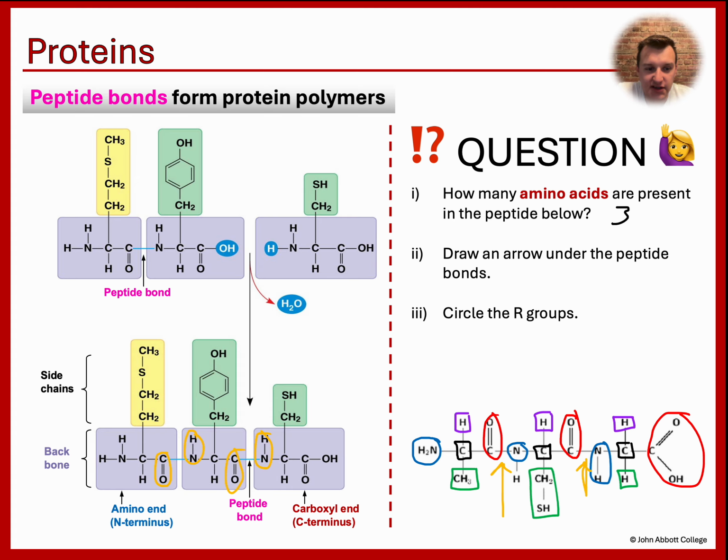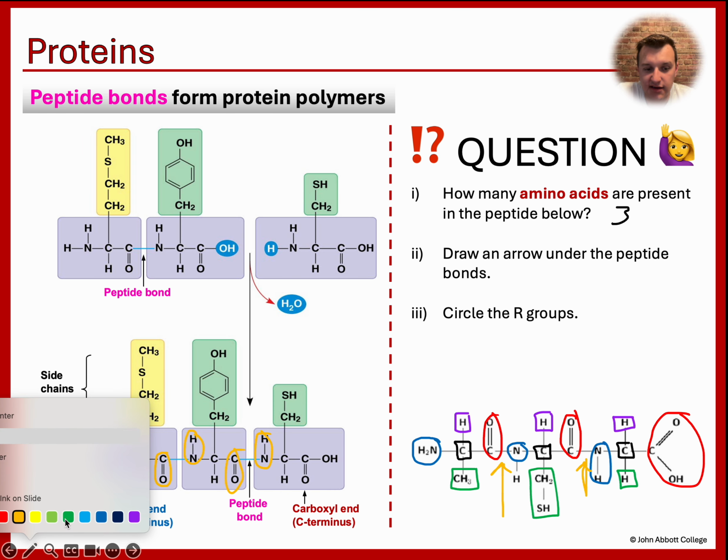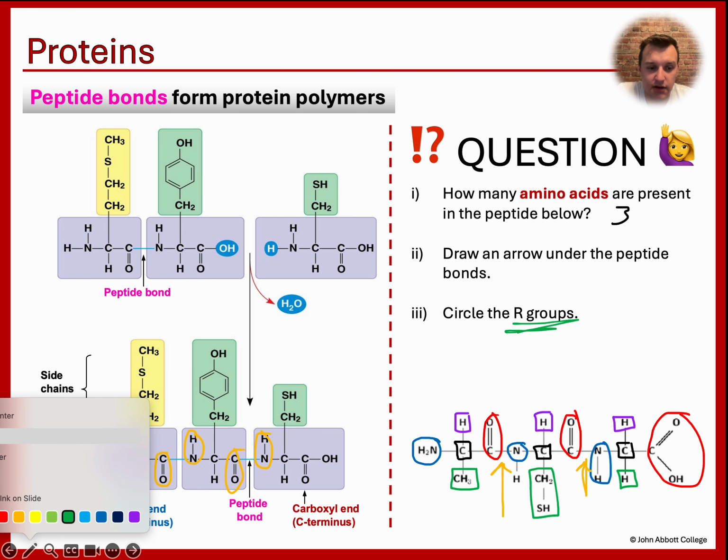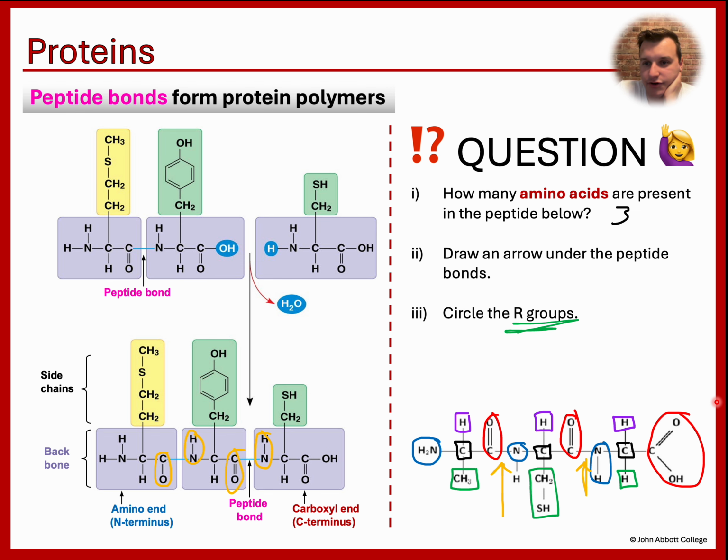Circle the R groups. I did that already. That's going to be in green. If you look at this, you'll see it in this green color over here. Okay? So, I think we're good.